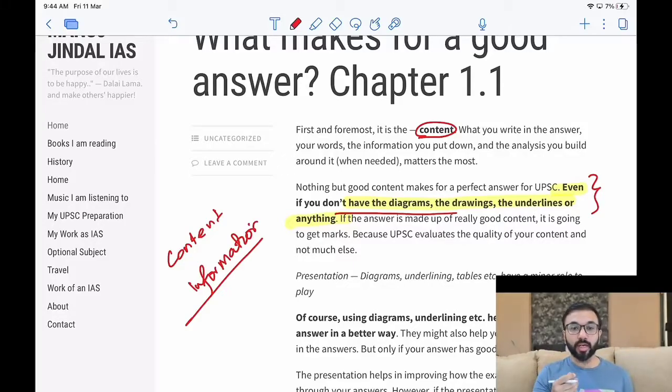I personally used to use only one kind of pen. Still, I got one of the highest marks in GS in the last 4 years. I got over 450 marks. So how did I do that? I did that with good content, good information, good answers, information wise, analysis wise, content wise, that I wrote. So content is the key. Content is what we want to focus on, and not on anything else. Basically, what you write in your answer, your words, the information you provide, whatever you put down, the analysis you build around the answer, that matters.